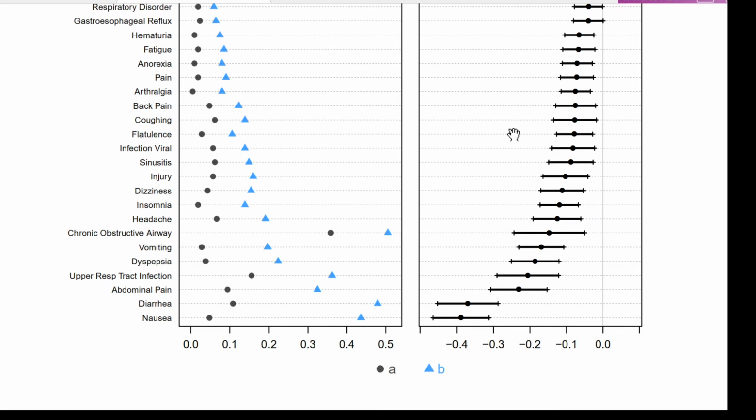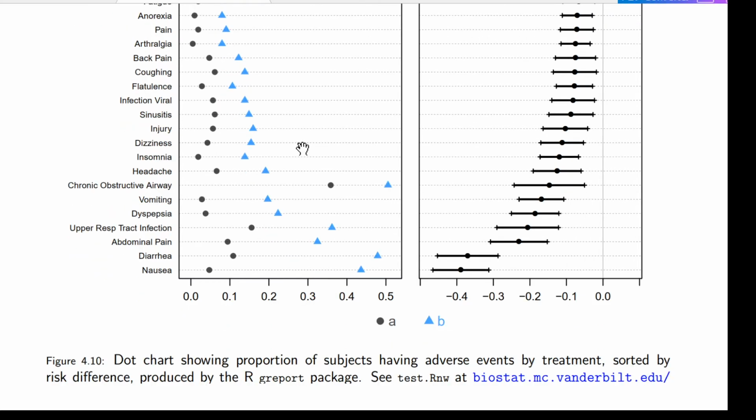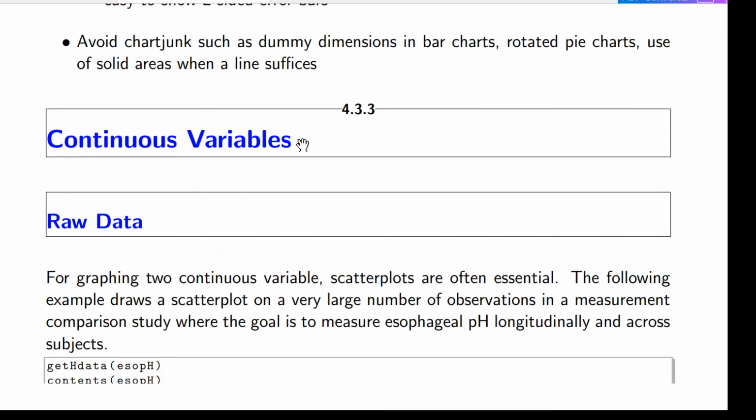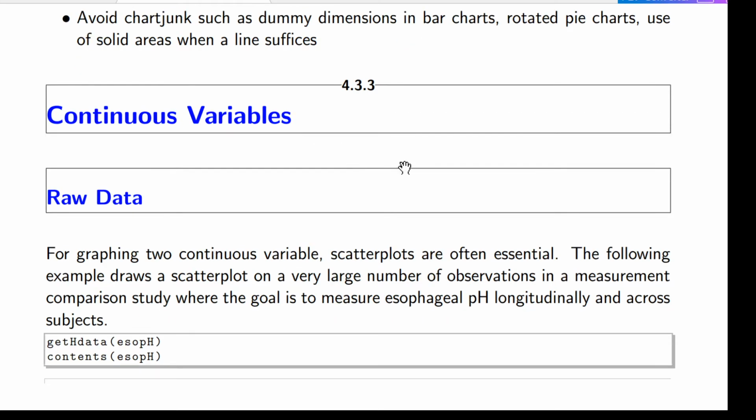And those of you who have looked at drug study reports and look at table after table of adverse events will recognize that you can see patterns much quicker and more clearly using this graphical presentation. Now we get into displays for continuous variables, and there's a note here of avoiding chart junk, which Edward Tufte has preached about a good deal. You don't want to show dummy dimensions in bar charts, rotated or 3D pie charts and the like.